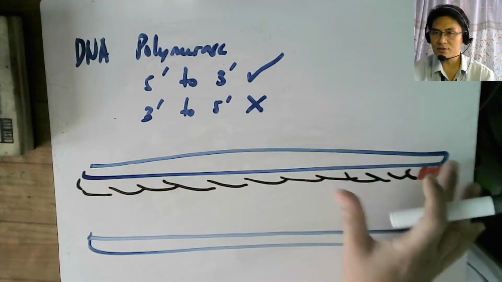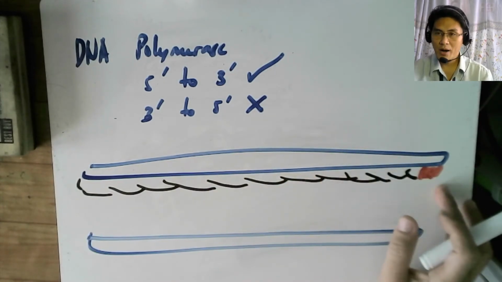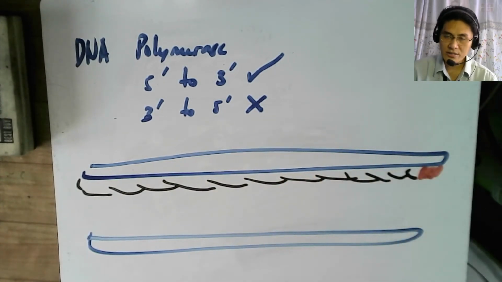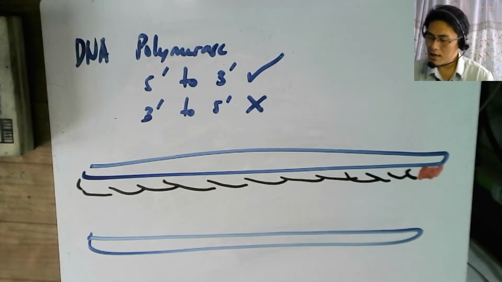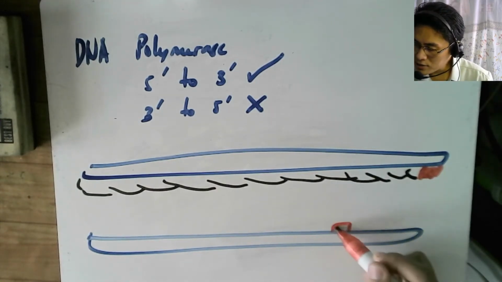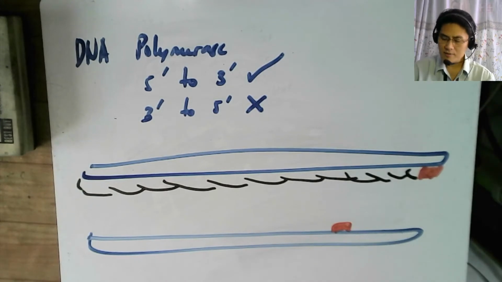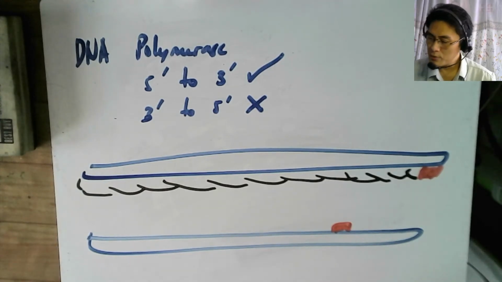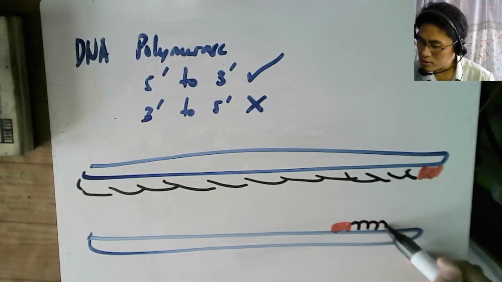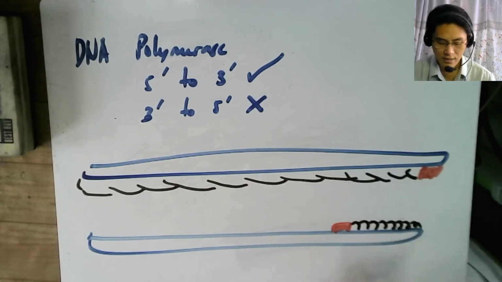So in the leading strand, there's only one primer, but in the lagging strand, because it has to build in fragments, again, the primase has to attach a primer here, and then the DNA polymerase has to build, but again, backwards. That segment is an Okazaki fragment.